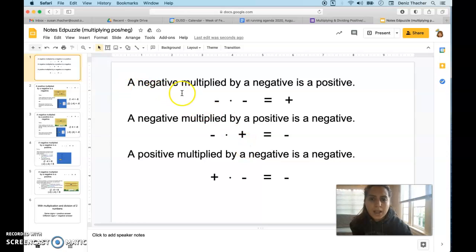So a negative multiplied by a negative is going to be a positive value. A negative multiplied by a positive is going to equal a negative. And a positive multiplied by a negative is a negative. So you may notice that no matter where the negative number comes, whether it comes first like this one or it comes last like this one, your answer is always going to be negative. So when multiplying two numbers, if one of your values is negative, your answer will be negative. If both of your values are negative, that means your answer will be positive.